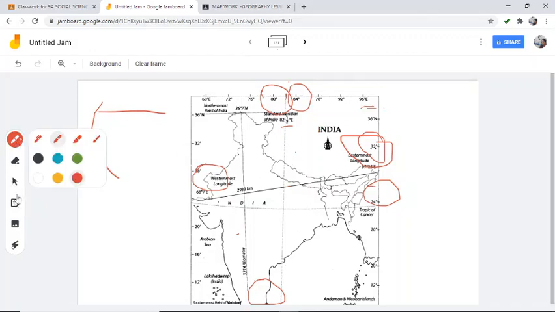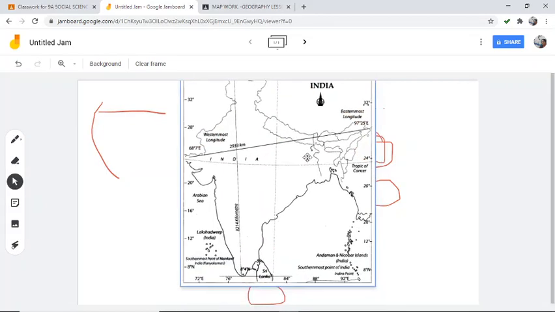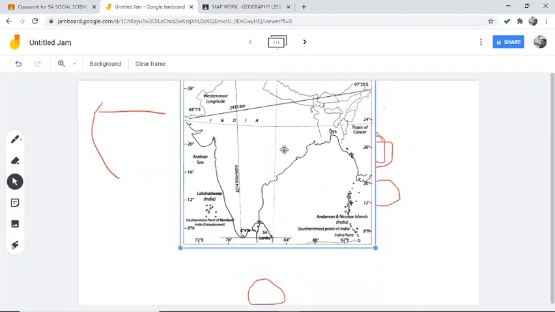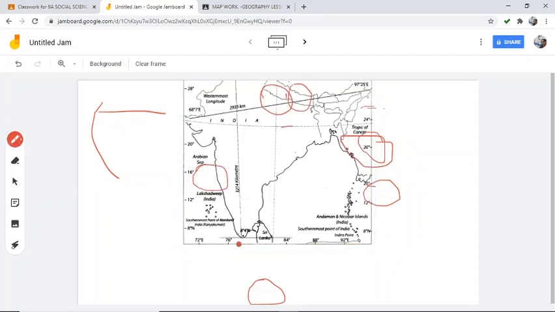Then what you have to do? Come to the southern part of the map, and again you find out, in this map I cannot see properly, again you find out which is 80 degree, it will be almost somewhere here, I think 80 degree and 84 degree, and again find out the exact middle of these two degrees.